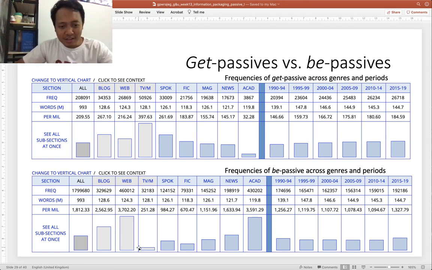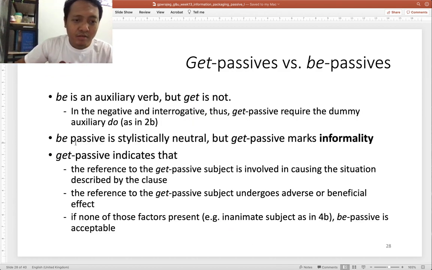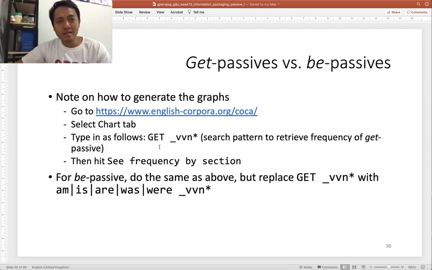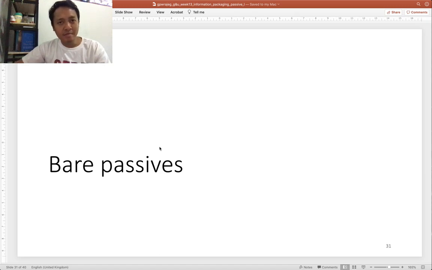And you see here in the TV, TV text or movie subtitles do not use the get passive that much. But the be passive is also frequent in academic text. So this is how the stylistic difference between the be passive and the get passive is shown by real language data. Okay, this is the slide that shows you how I got into that graph. Now, bare passives, another type of passive.